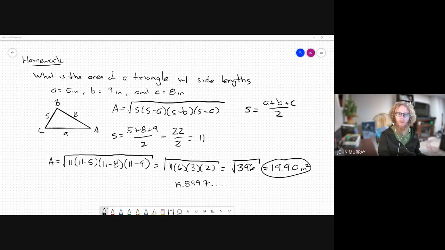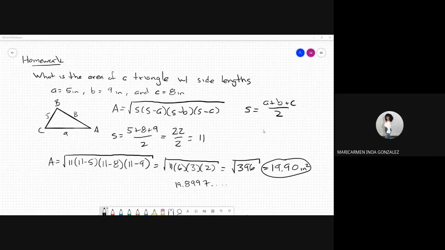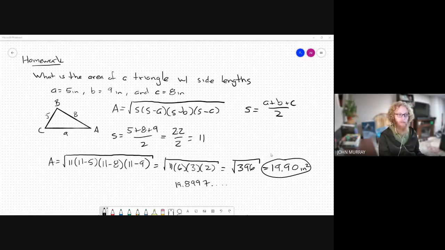Any questions? No, can we just do this for the rest of the year? Yeah, this is pretty simple, huh? Heron's formula.